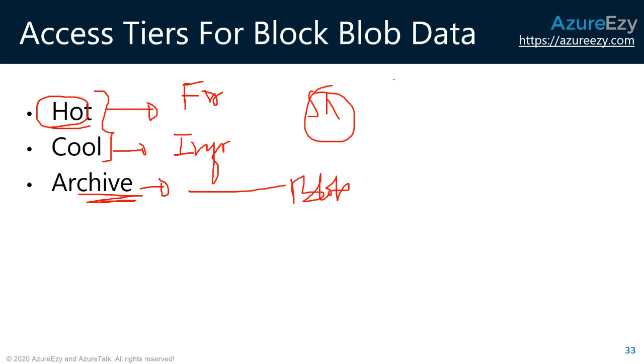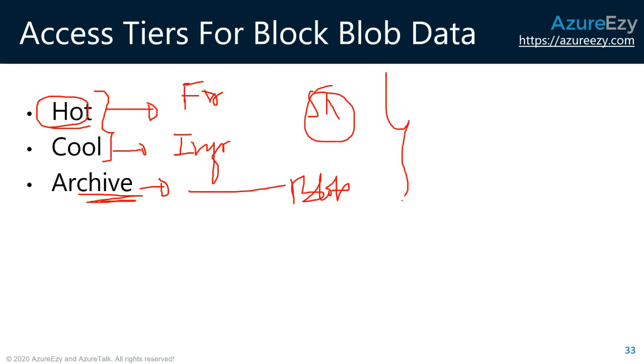The archive tier is optimized for data that can tolerate several hours of retrieval latency and will remain in the archive tier for at least 180 days. The archive tier is the most cost efficient option for storing data, but accessing the data is more expensive than accessing data in the hot and cool tiers.